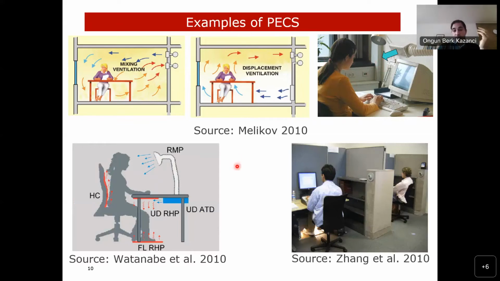Some examples have also been combining heating, cooling, and ventilation. Here on the left, for example, we have combinations of a heated chair, a floor heating system, or an under-desk heating panel combined with personalized ventilation. And here on the right-hand side, we have, for example, a foot warmer. We have a heated keyboard, and then also increased air movement from these type of diffusers next to the people.